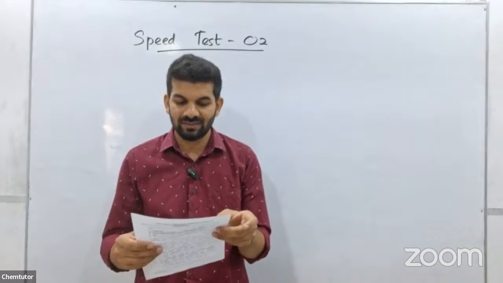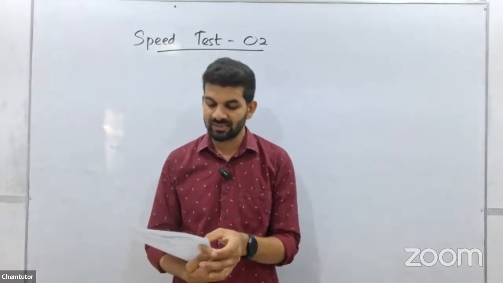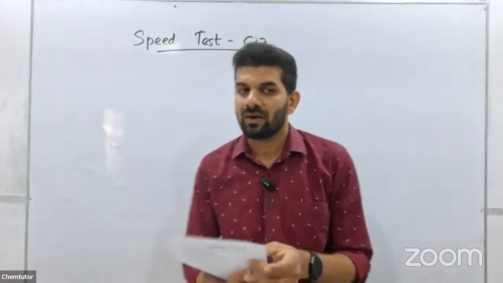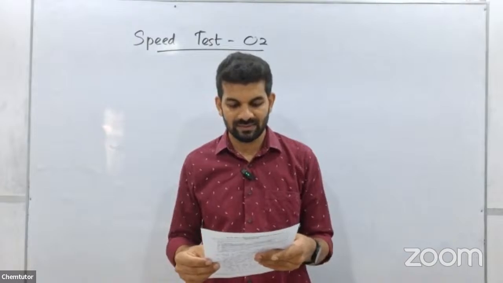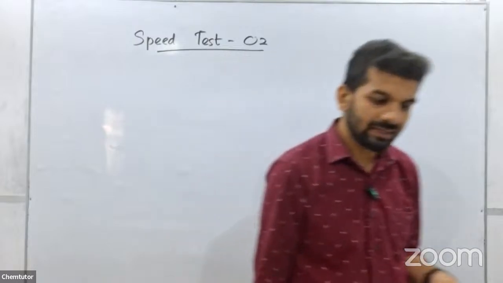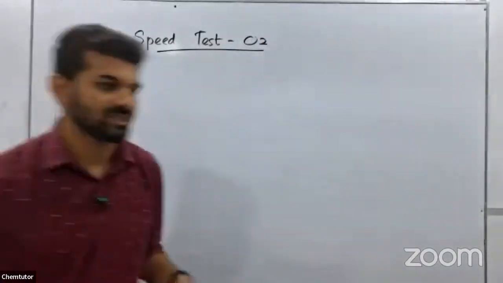The first question is regarding the determination of a metal, and the second question is regarding the qualitative cation analysis. Now let's start the discussion. I think we can start from question number 1, speed test number 2, question number 1.